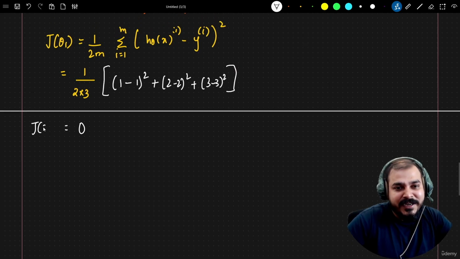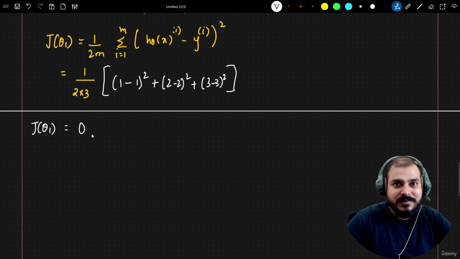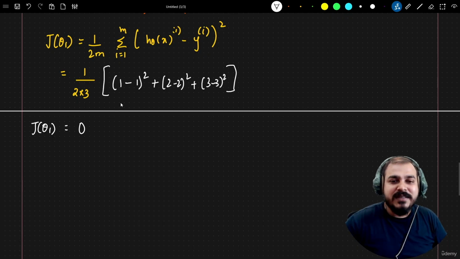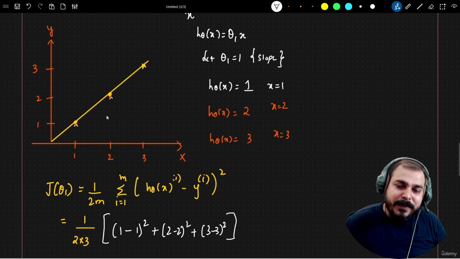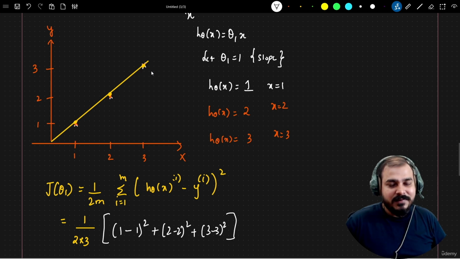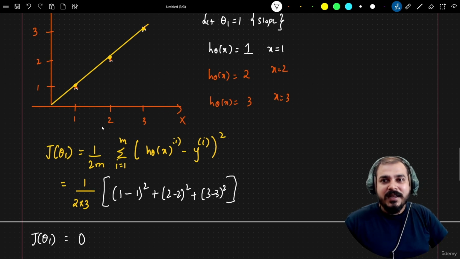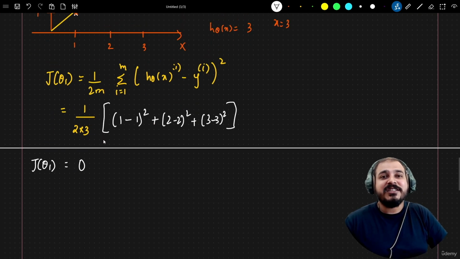So what does this indicate? My cost function is 0. This is absolutely right, because obviously there is no error. Exactly, the best fit line passes through all the points, right? Now this is one way. Now let's go ahead and consider changing our theta 1 value.